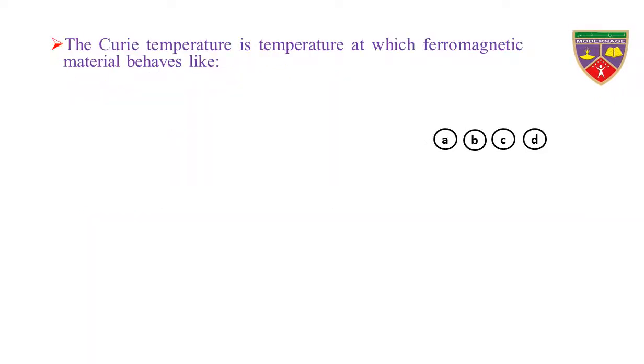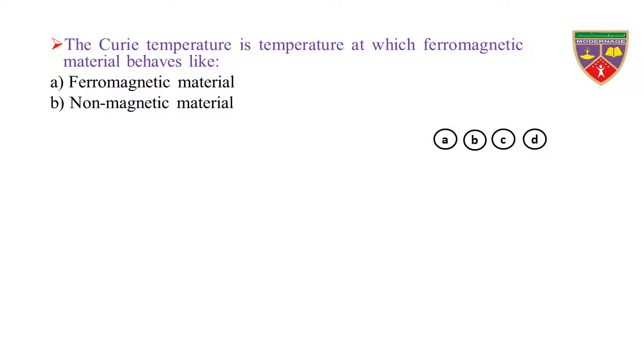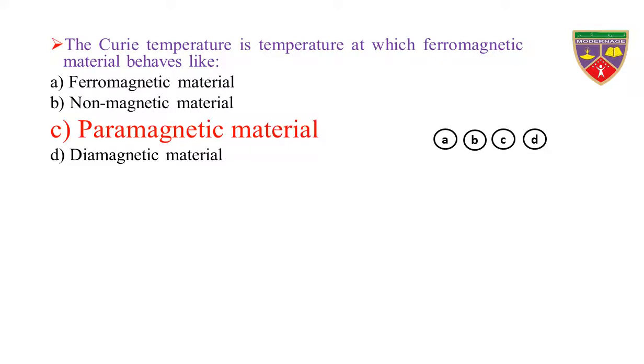The Curie temperature is the temperature at which a ferromagnetic material behaves like option A, ferromagnetic material, option B, non-magnetic material, option C, paramagnetic material, option D, diamagnetic material. The key is paramagnetic material. Therefore, the correct option is C.